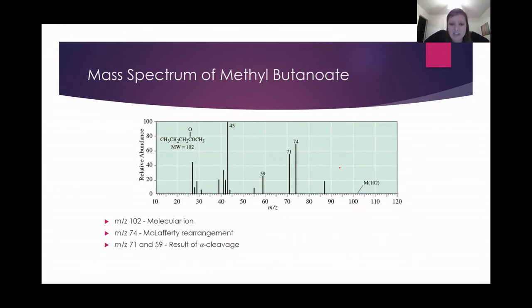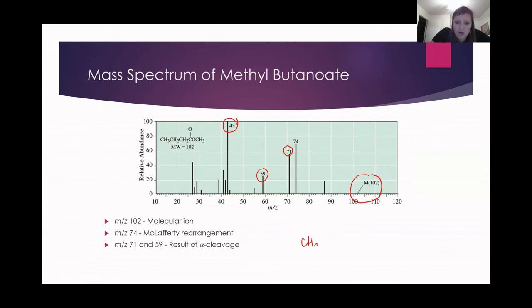Methylbutanoate is an ester. We get a base peak of 43, a molecular ion peak that is largely absent at 102, and alpha cleavage and McLafferty rearrangement are both very common. So alpha cleavage is going to be at 71 and 59. So let's see if we can figure out what those are going to look like.